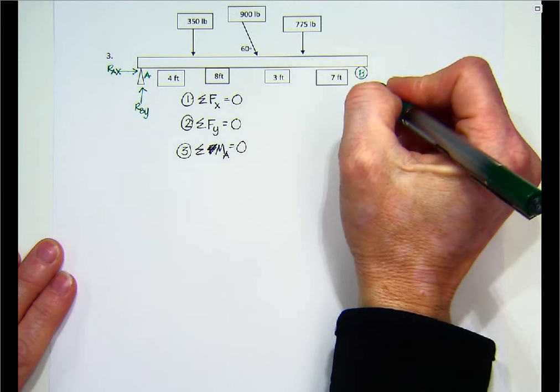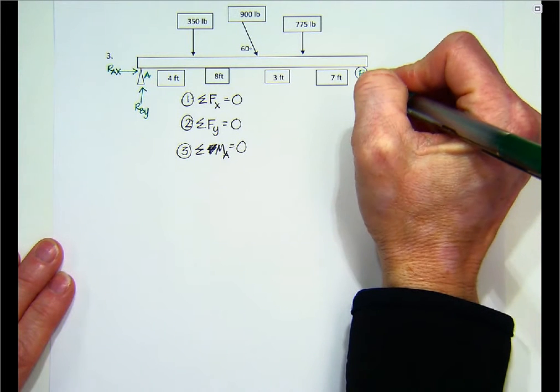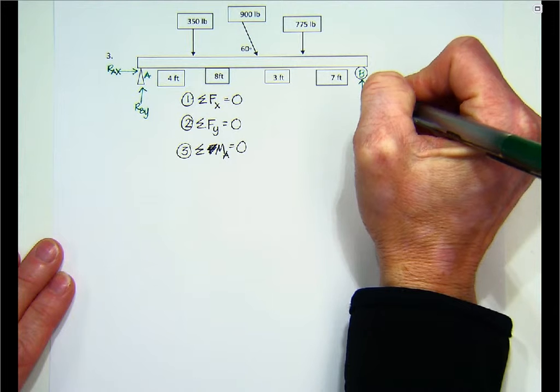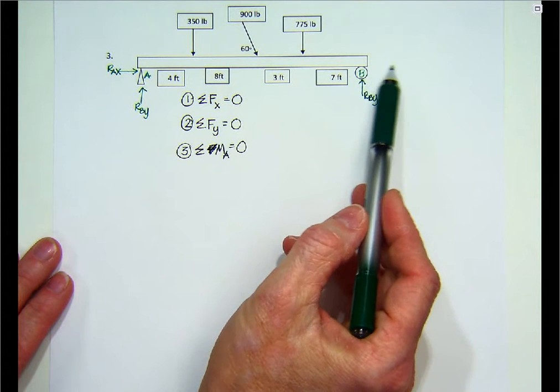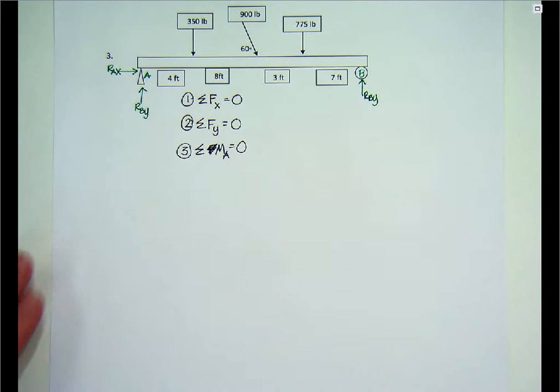For my roller here, I am only going to have a reaction force at B in the y direction because it's going to be allowed to expand and contract on this roller. It's going to roll back and forth.